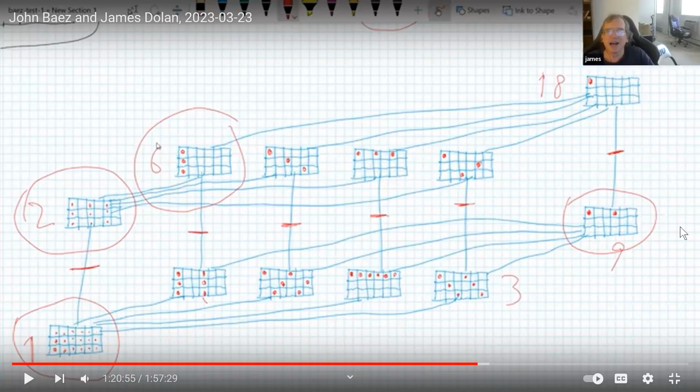Because I'm tensoring it with the 3-element field, so it just collapses down to a 3-element group. Whereas with the prime 3, I don't want to tensor it with the 3-element field. I want to keep the little 2-torsion part, because that's related to the Eisenstein extension, which is a quadratic extension, not a cubic extension.